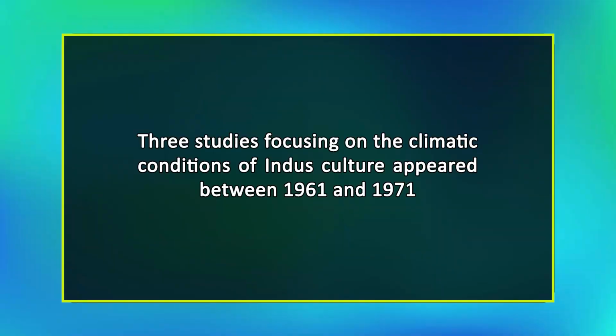This view gave rise to the belief that the arid environmental condition in the region was the consequence of exploitative human activity that denuded the region of its natural resources, contrary to the view that severe climatic fluctuations caused the degradation. Subsequently, three studies focusing on the climatic conditions of the Indus culture appeared between 1961 and 1971.